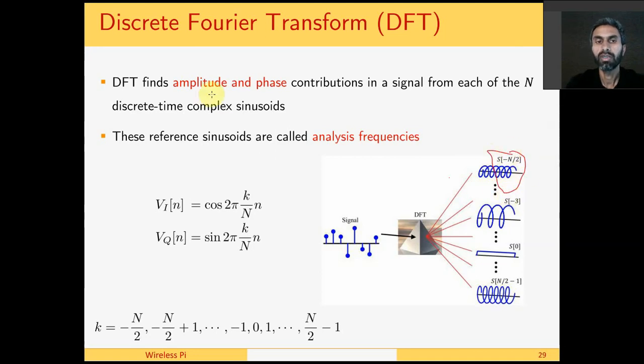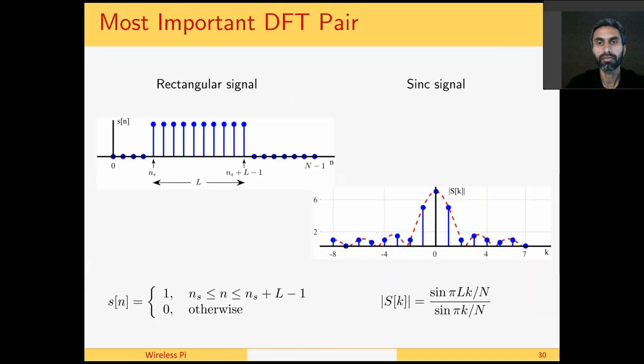We say that DFT finds amplitude and phase contributions for each of these, and these are called analysis frequencies, where the frequencies are given by k over N, and these are the complex sinusoids, and we have a set of N discrete frequency samples. This is all the DFT does.